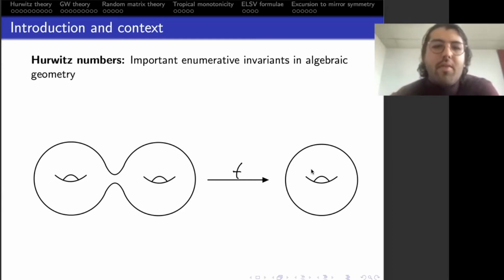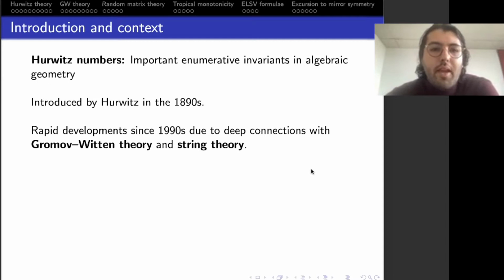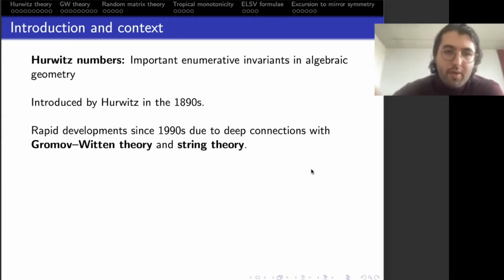Of course, these maps have to satisfy certain properties. Now, Hurwitz numbers were originally introduced by Adolf Hurwitz himself in the 1890s, and the original motivation was to solve the, at the time, open problem of proving the irreducibility of the moduli space of genus G curves. Later on, this was proved with other methods, but this was nevertheless the original motivation to study these numbers.